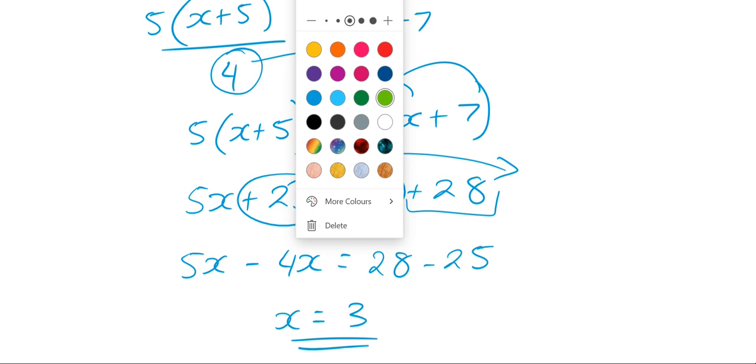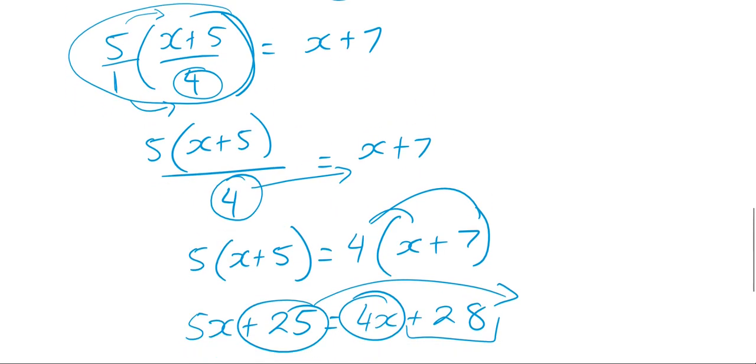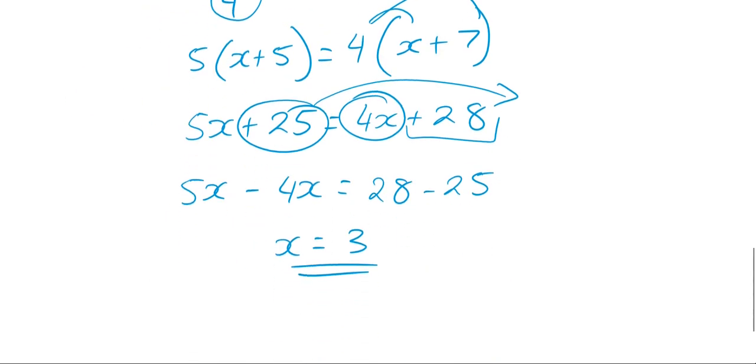Always go back and check. So if I go back to my question, okay, let's find, where's the original question? Oh, just up here, sorry. So if I put 3 into here, 3 plus 5 is 8. 8 divided by 4 gives me 2. If I put 3 into here, 3 plus 7 is 10. 10 divided by 5 is also 2. And those two are the same, so I know that my answer is going to be correct.